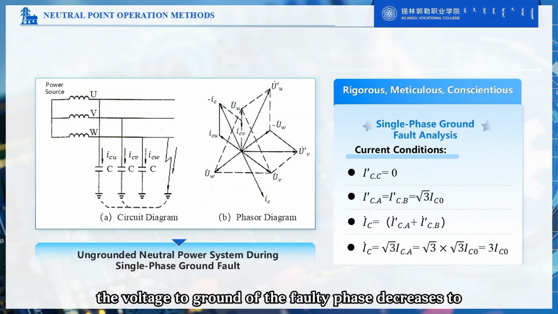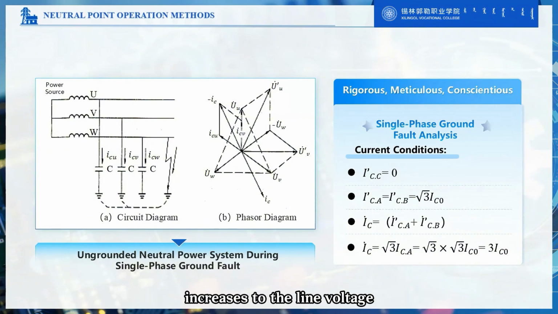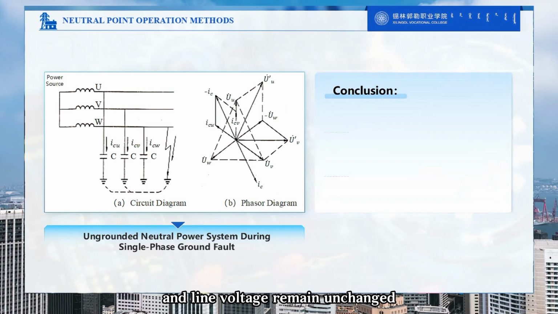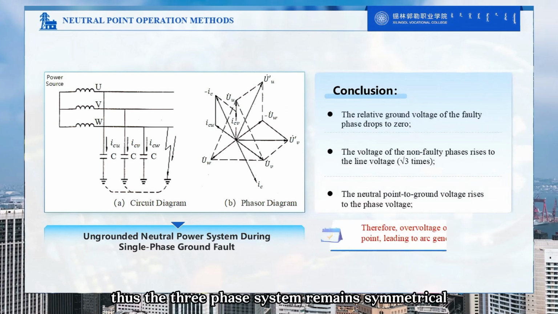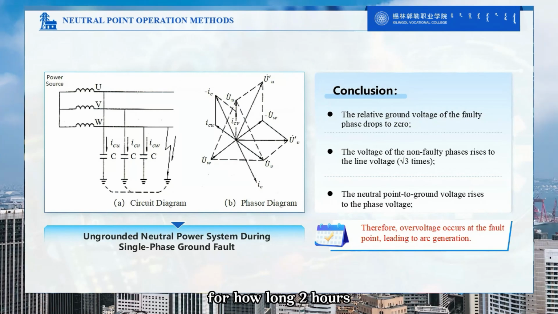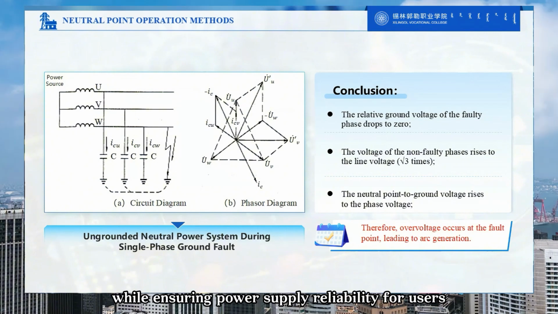The voltage to ground of the faulty phase decreases to 0. The voltage to ground of the non-faulty phases increases to the line voltage. The voltage of the neutral point to the ground increases to the phase voltage. The phase to ground voltage, neutral point voltage, and line voltage remain unchanged. Thus, the three-phase system remains symmetrical, allowing the power system to continue operating for how long? 2 hours. This provides time for staff to eliminate the fault while ensuring power supply reliability for users.